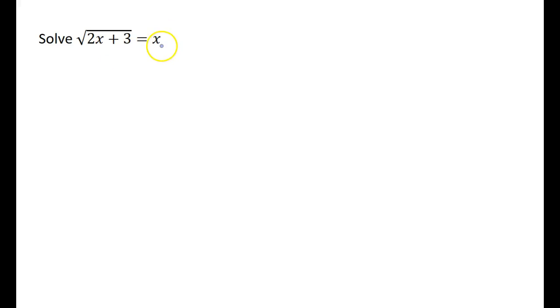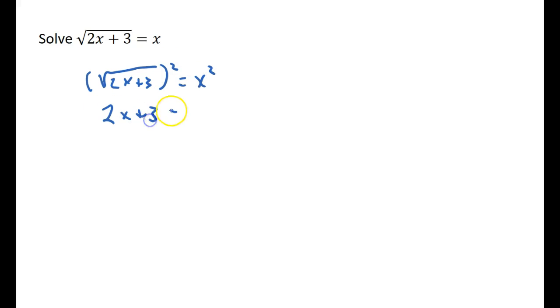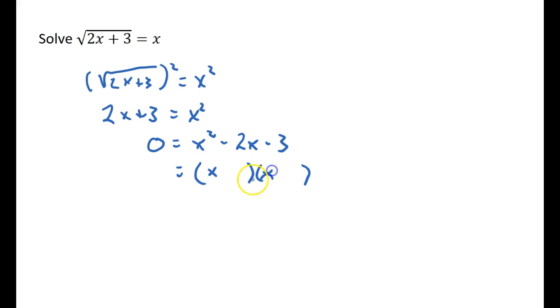Okay, let's look at this one. Now instead of a number over here, I've got a variable. Well, we're going to treat it the same way we did the last example. I'm going to square each side. And I get 2x plus 3 on the left and x squared on the right. I'm going to get everything over on one side, so I'm going to subtract the 2x and subtract the 3. This is a quadratic, so we'll solve it by factoring if possible. And I think this is possible. We'll do a minus 3 and a plus 1. So x equals 3 and negative 1.